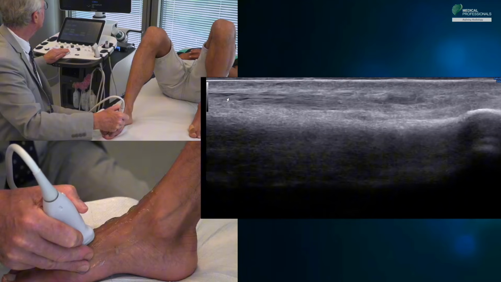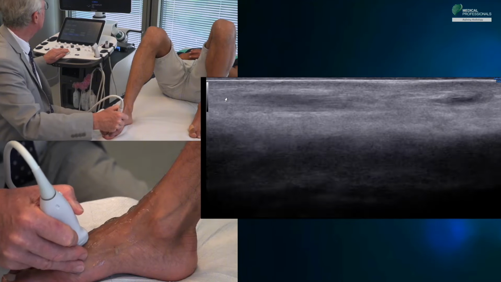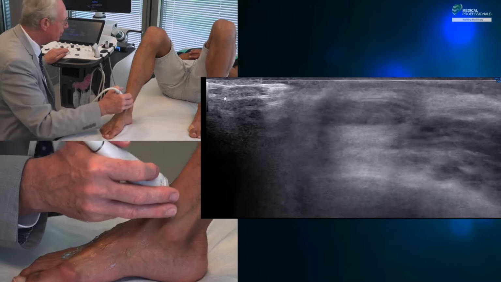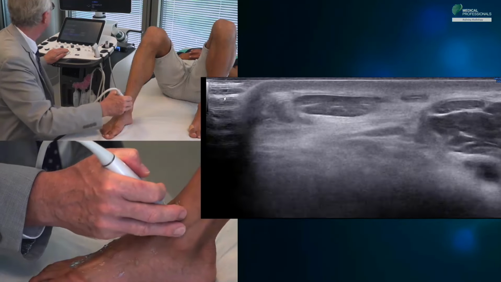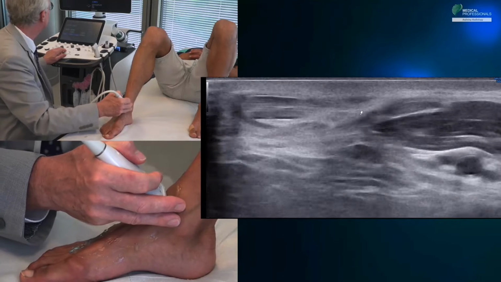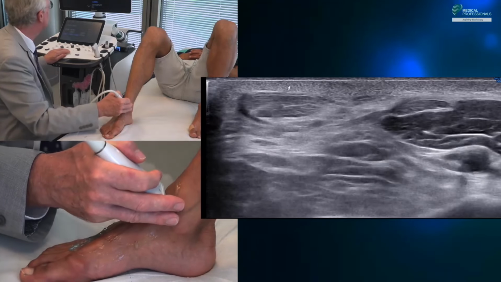Then it must also be studied in the axial plane because its main pathology is tenosynovitis, which causes a hypoechoic halo. It is sometimes seen around the anterior tibial tendon, but often around the other two tendons.